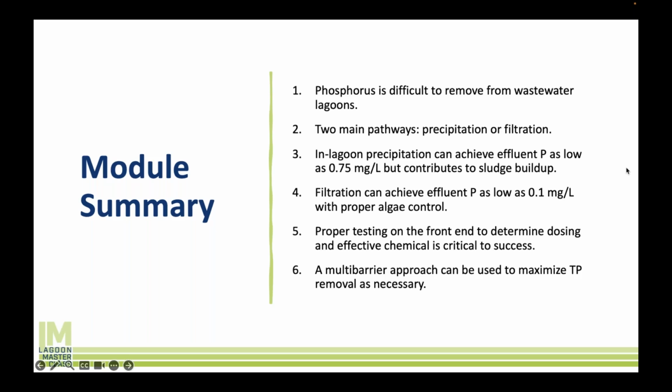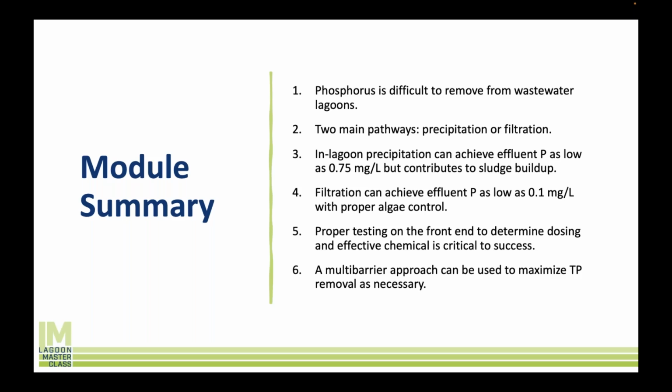So just to summarize, it can be difficult to remove phosphorus with water lagoons, particularly when it comes to algae, but you can precipitate or you can filter it out, or both, a combination of the two. Precipitating alone within a lagoon will help you achieve about 0.75 total phosphorus effluent, but it's going to contribute to sludge buildup. If you want 0.1 or less, then you need a filter system, potentially in conjunction with chemical precipitation in the lagoon. But you do need proper algae control.